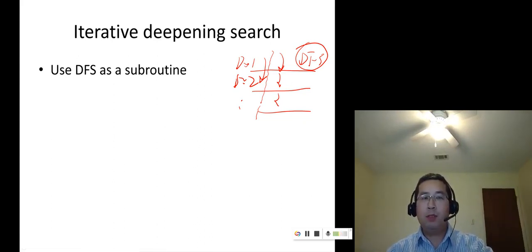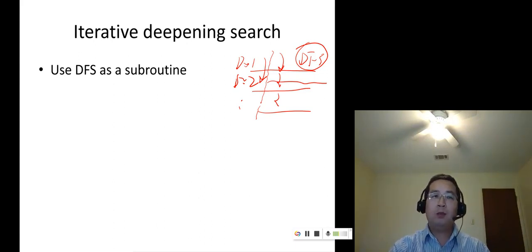Optimal, of course, with the condition that the cost for each step is not very small, or there are not uncountably many steps within one layer. If it's uncountable, you cannot exhaust all the nodes in one layer, and that will not be possible. So that's called iterative deepening search. Okay, it uses DFS as a subroutine. That's why we put the DFS here.